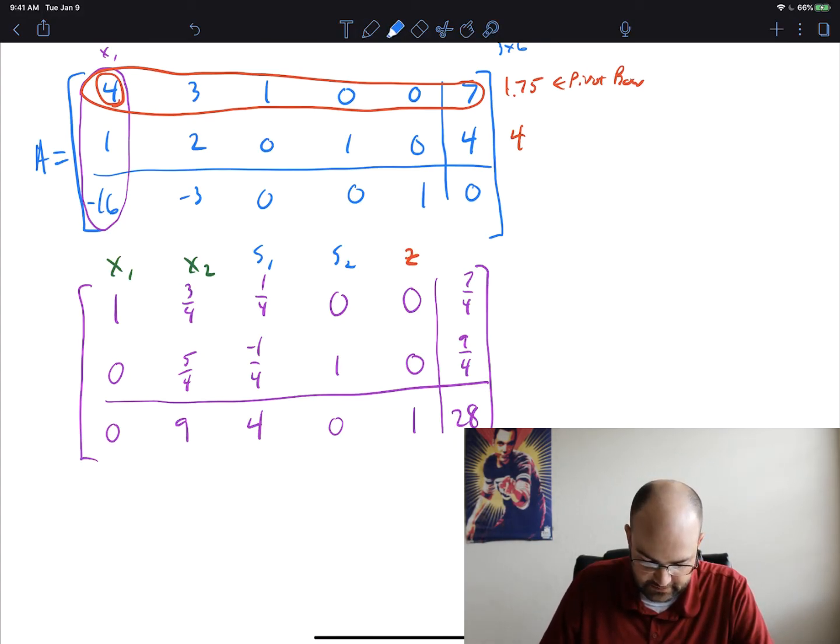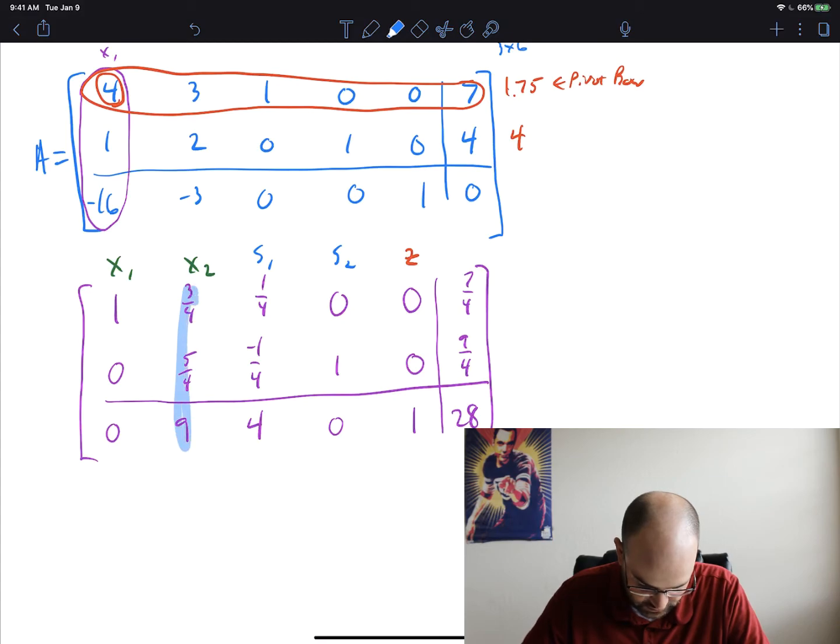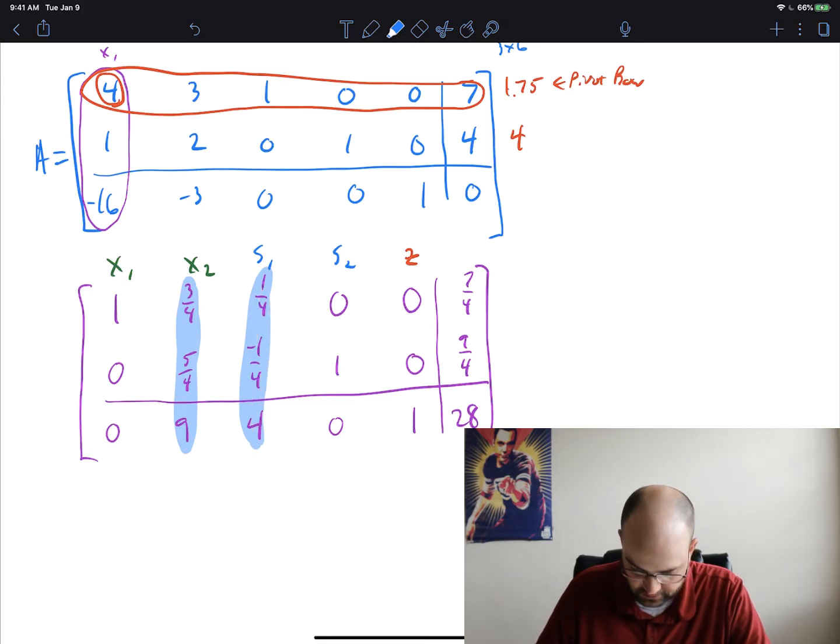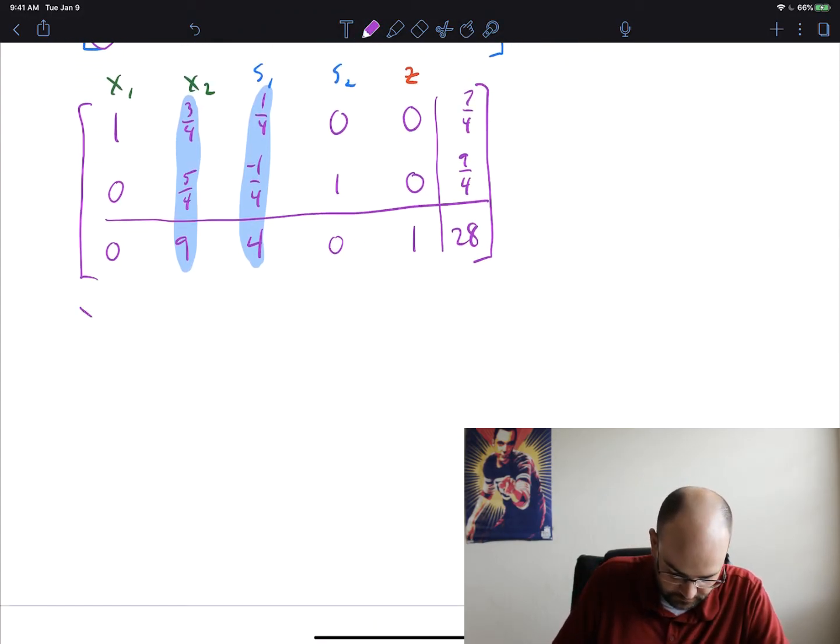Now, of these, notice that x2 should be 0, and s1 should be 0. Everything else will be non-zero because a non-zero number is followed by a bunch of zeros, non-zero, a bunch of zeros. Good. And this allows us to just write down the answer, or I should say the solution.